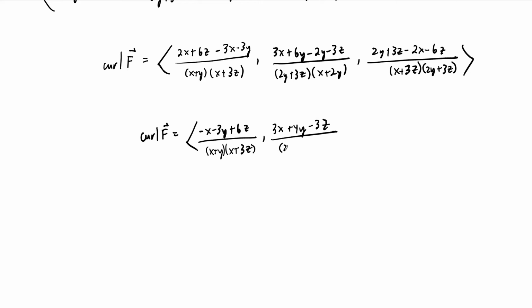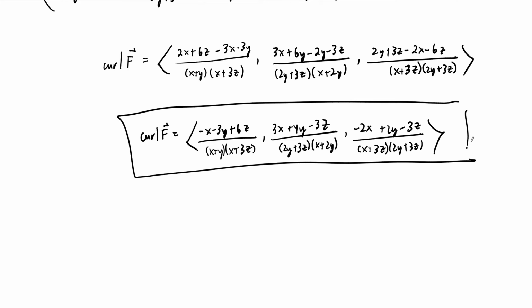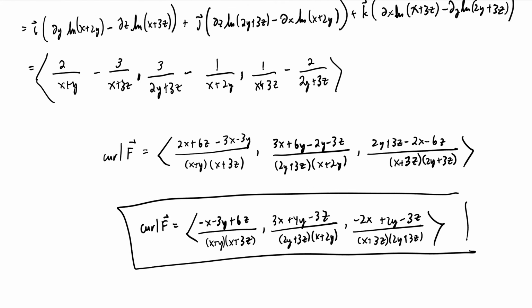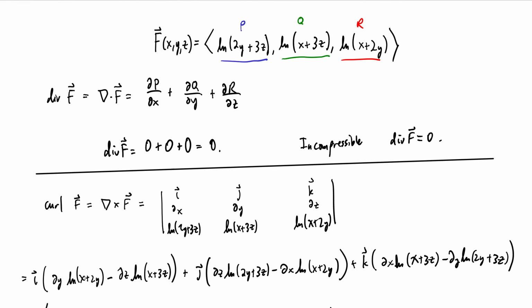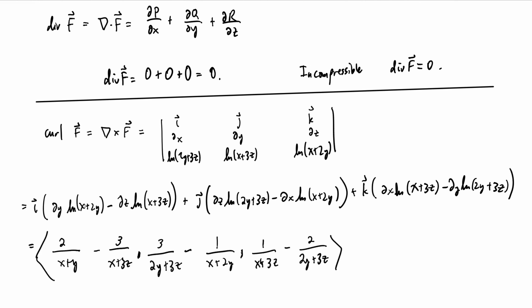And notice each of these have a different denominator. So that's interesting. And then finally here we have minus 2x plus 2y minus 3z. And its denominator is x plus 3z times 2y plus 3z. And this is the curl of our given vector field. Okay, so zero divergence, that meant incompressible. That's just a term we use when the divergence is 0. And the curl, non-zero, the curl was given by this vector field here.